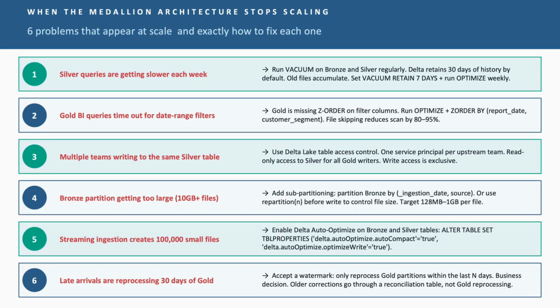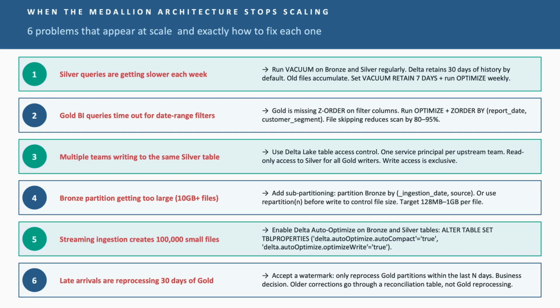Now, when the architecture starts to struggle at scale: 6 problems and 6 fixes. Problem 1, silver queries are getting slower each week. The fix is to run vacuum. Delta retains 30 days of transaction history by default, so all deleted files accumulate and slow down file listing. So set vacuum retention to 7 days and run it weekly. Also run optimize on the silver weekly.